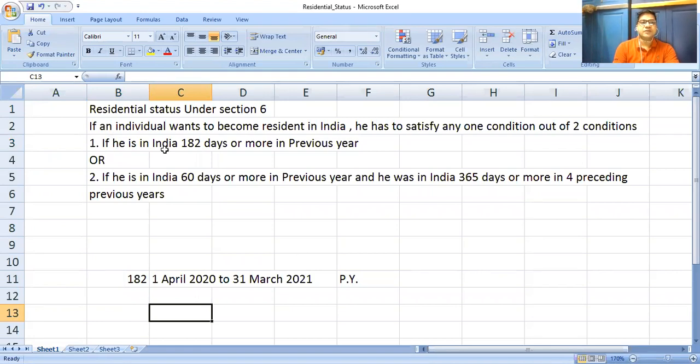Now, if he doesn't satisfy the first condition, then we have a second condition. The second condition says that if he is in India 60 days or more in the previous year, 1st April 2020 to 31st March 2021, then an additional condition is provided: if he was in India 365 days or more in the 4 years preceding the previous year. Preceding means before, the 4 years before the previous year.